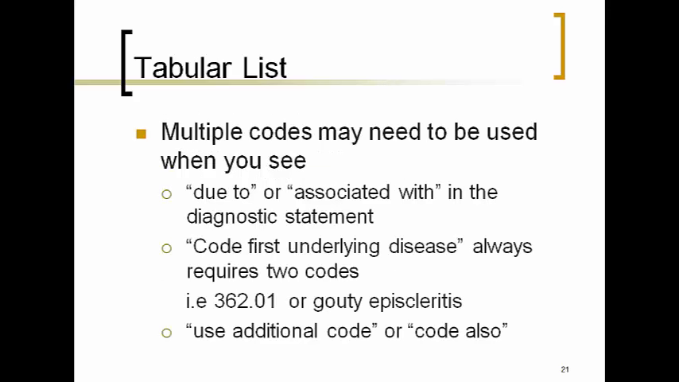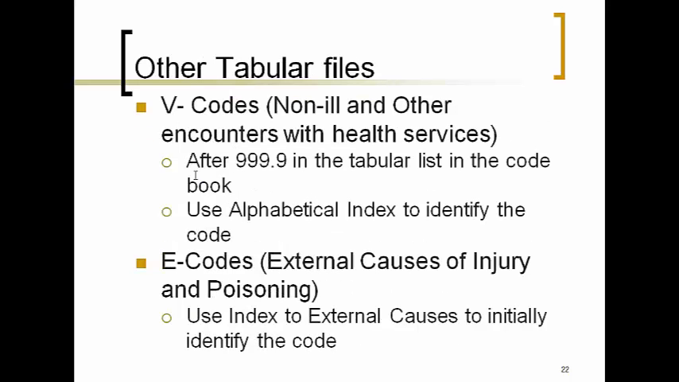There's also notes that indicate when you need multiple codes. So you're going to look for words due to, associated with. Code first, underlying disease, always requires 2 codes. We had that example in part 1. Also look for use additional code or code also. The very last part to keep looking through your codebook are V codes and E codes. We will get to these in chapter 4. Right now, you're ready to start coding.